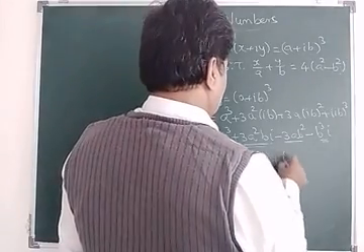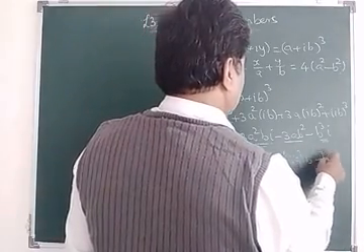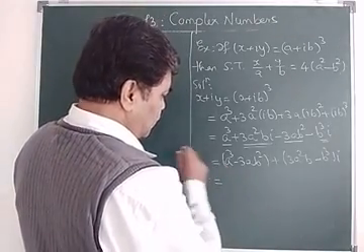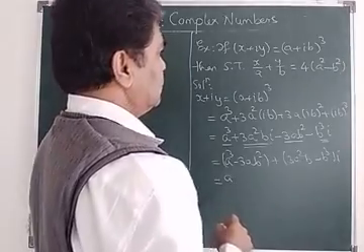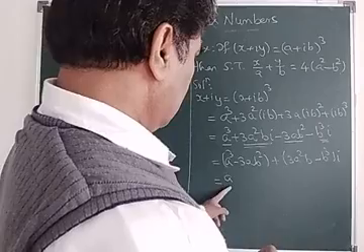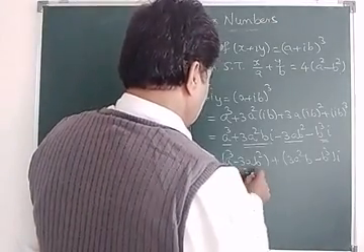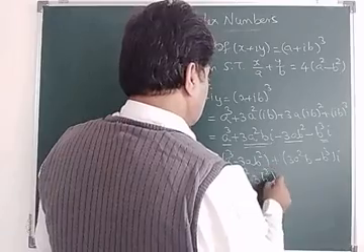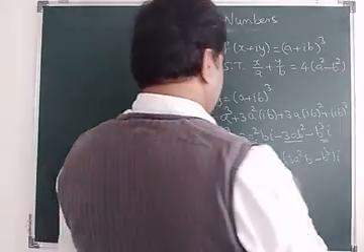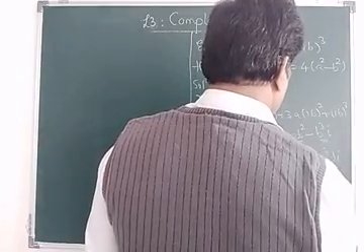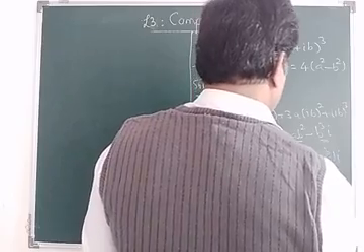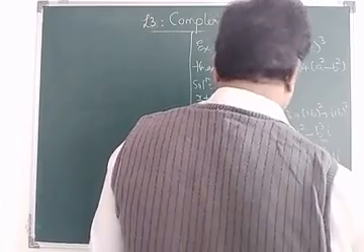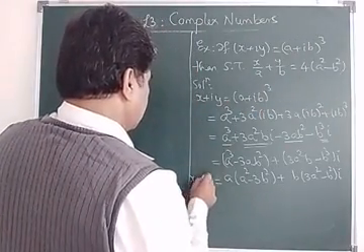plus i times (3a square b minus b cube), which is the same as, by taking a outside, a into (a square minus 3b square), plus i times, by taking b outside, b into (3a square minus b square). This is your x plus iy.